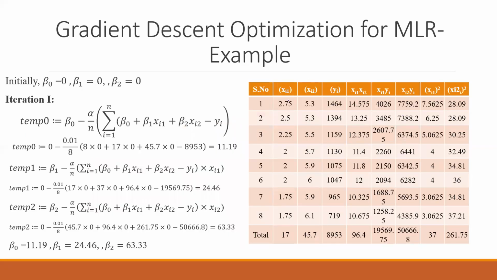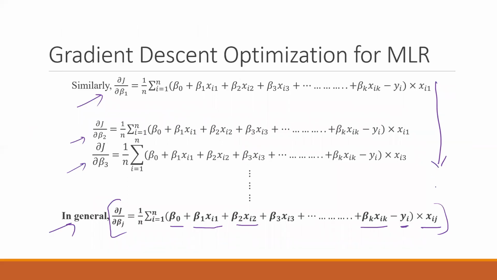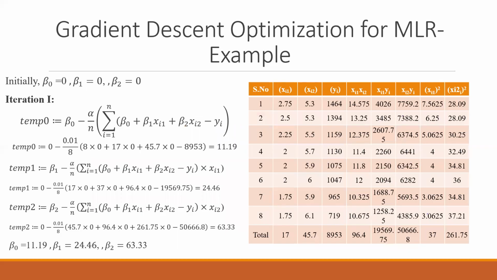So let's begin. Now we know that the equation looks like this because we knew that our general equation was this one, right? So this was the general equation. So for that we need the values of beta 1 xi1, beta 2 xi2, and you have to multiply them with the xij. So we have to take care of these things. Let's see how we do it.